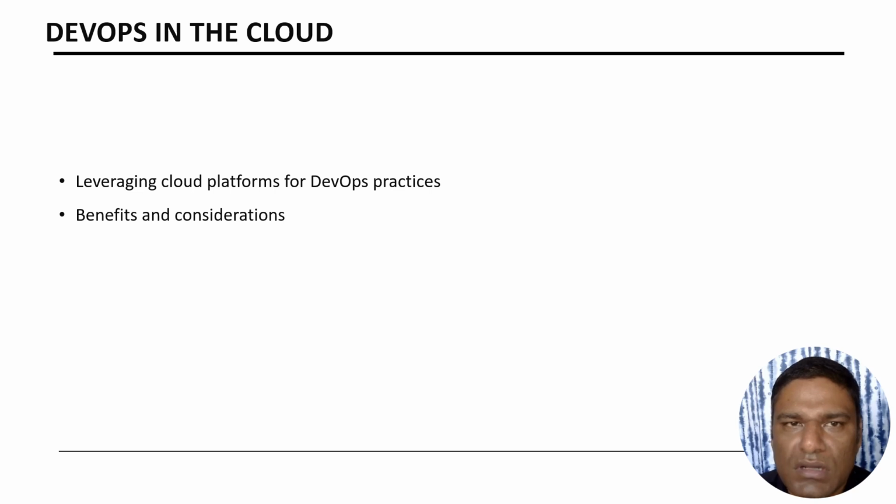DevOps in the cloud. Cloud platforms play a pivotal role in enabling DevOps practices by providing scalable infrastructure and a plethora of services conducive to automation and collaboration. Leveraging cloud resources allows organizations to accelerate their DevOps initiatives, achieve greater flexibility, and scale their operations more efficiently. However, it is also important to carefully consider factors such as security, compliance, and cost optimization when adopting DevOps in the cloud.